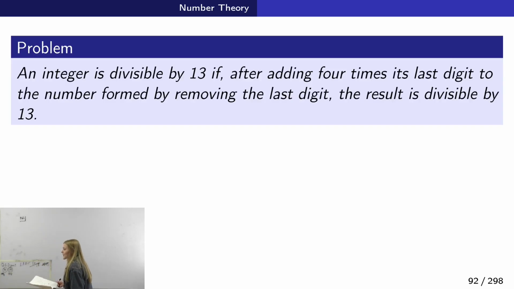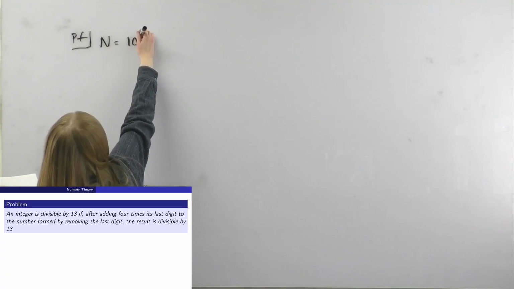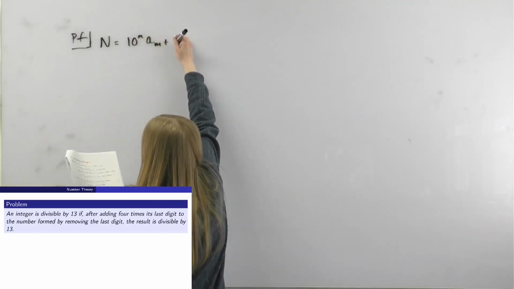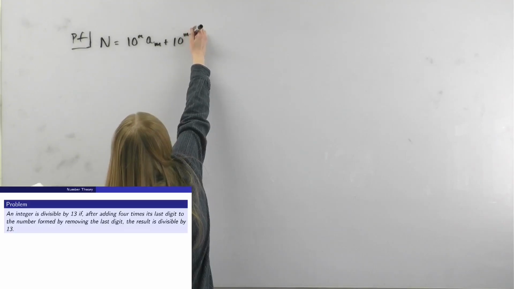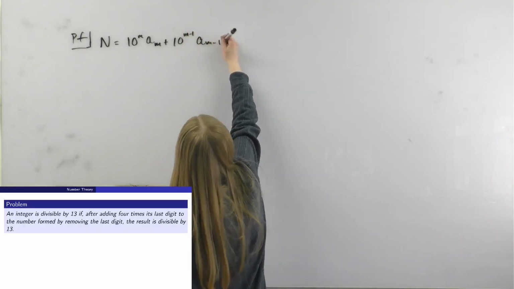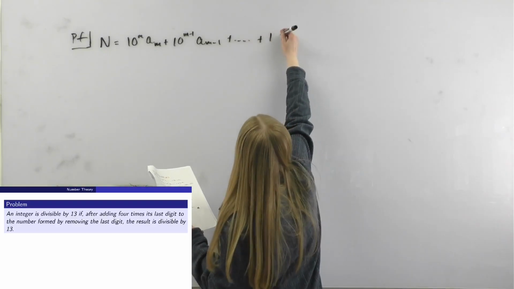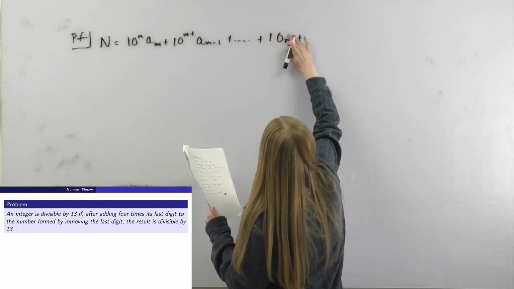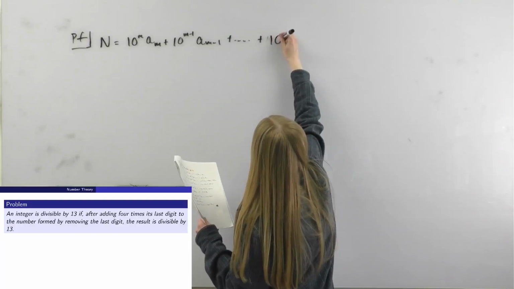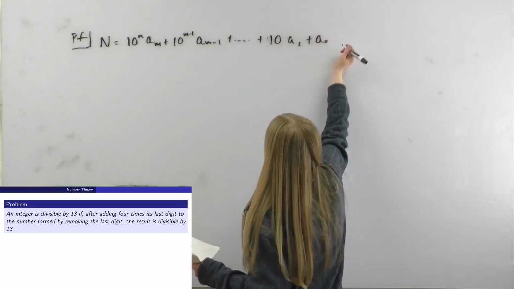Okay, an integer is divisible by 13 if after adding 4 times its last digit to the number formed by removing the last digit, the result is divisible by 13. It's pretty intuitive. Okay, so we have n, which is just like 10 to the m, a_m, plus, we know the drill at this point, right? So we have a_m plus 10 times a1 plus a0.